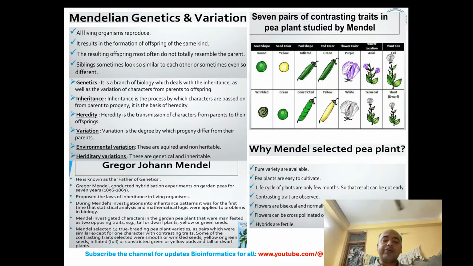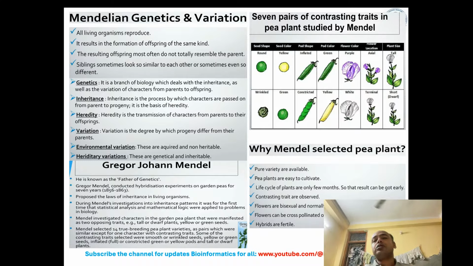Mendel investigated the characters in the garden pea plant that were manifested as two opposing traits. For example, tall or dwarf plants, yellow or green seeds. Mendel selected 14 true breeding pea plant varieties as pairs which were similar except for one character with contrasting traits. Some of the contrasting traits selected were smooth or wrinkled seeds, yellow or green seeds, inflated full or constricted green or yellow pods, and tall or dwarf plants.